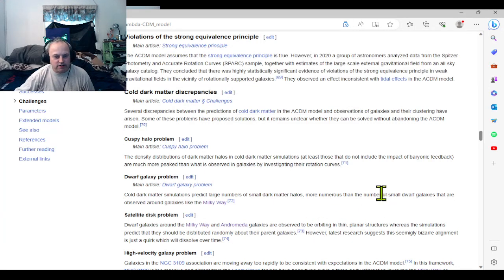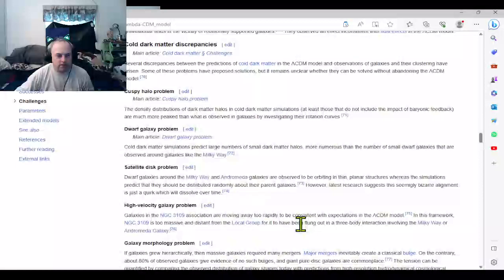Dwarf galaxies, thin planar structure. Simulations predict that they should be distributed randomly about their parent galaxy. Oh, parent galaxy. However, the latest read is that the seemingly bizarre alignment is just a quirk which will dissolve over time and then be consumed back into the original galaxy.